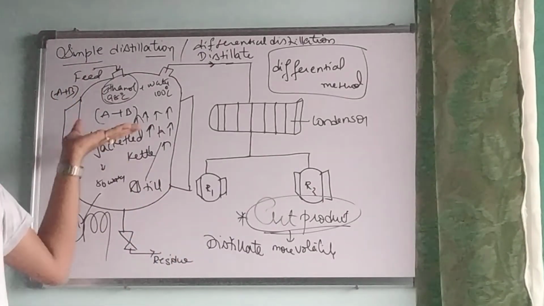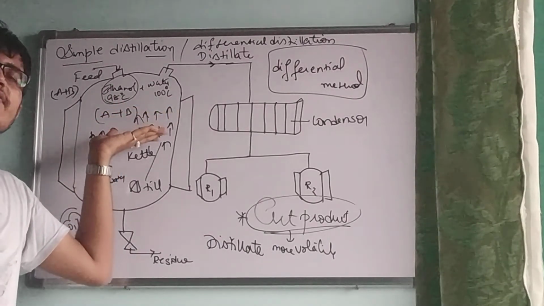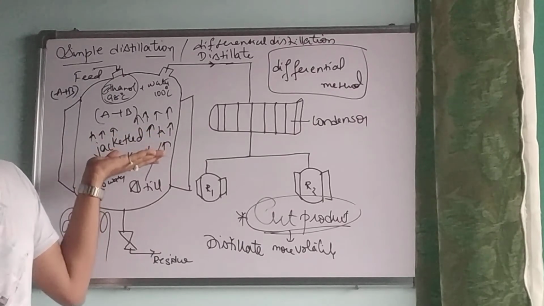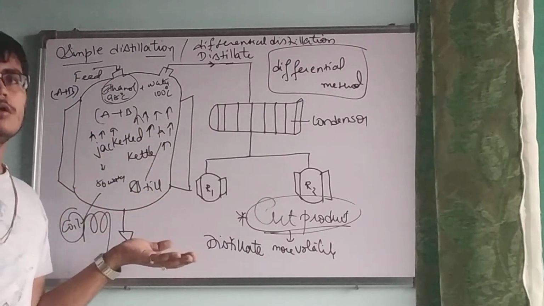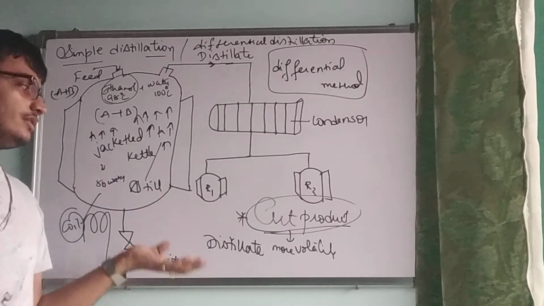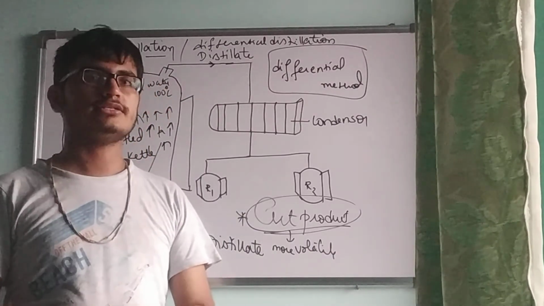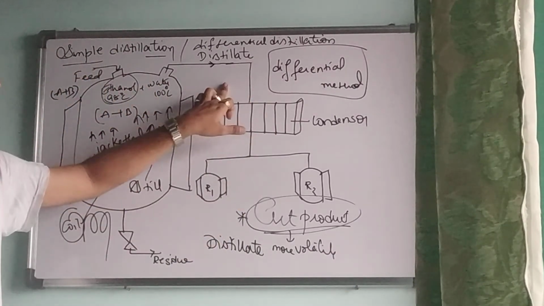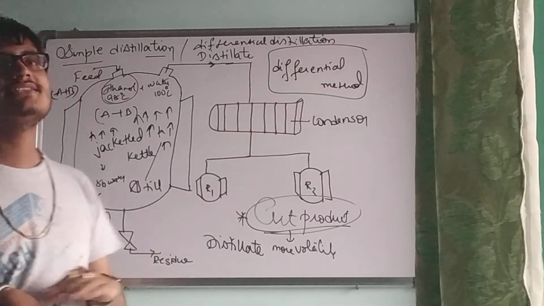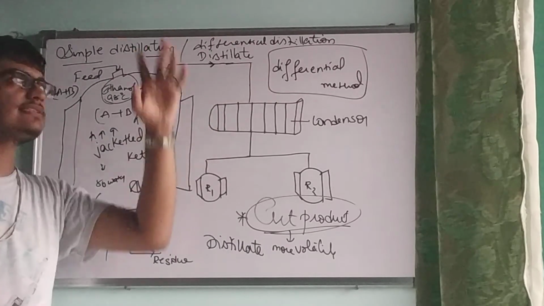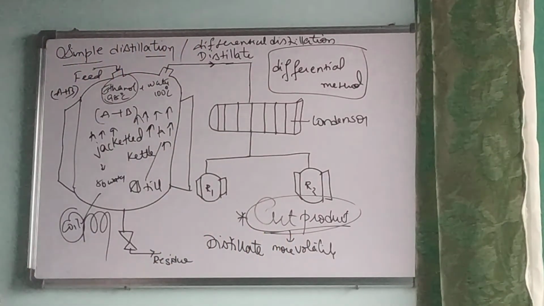Even though the more volatile component is reducing, it will still consist of a little amount of the more volatile component, like 1% or 2%. So during the calculations, even cut products are to be considered. And to calculate the amount of distillate in simple distillation, we use the differential method. Hence, simple distillation is also known as differential distillation.